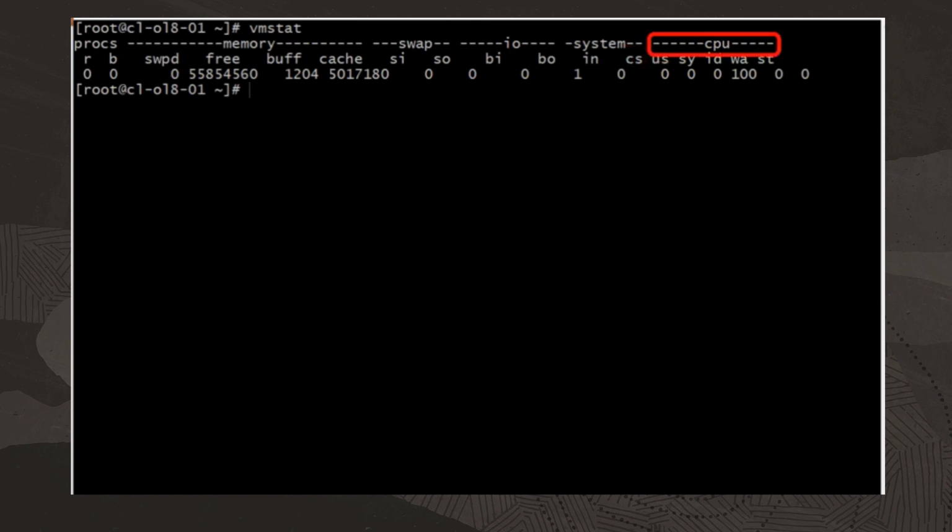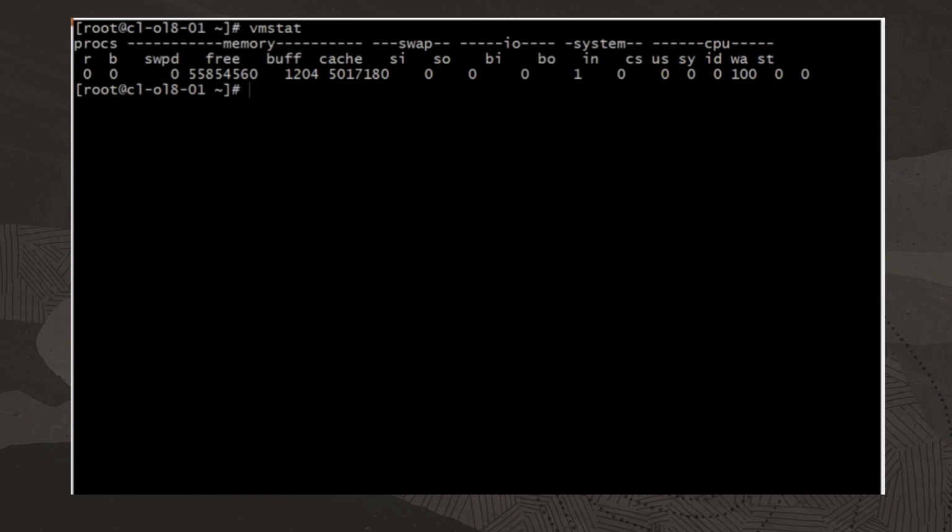The last 5 columns give the percentages of total CPU time. US is the percentage of CPU cycles spent on user processes. SY is the percentage of CPU cycles spent on system kernel processes. ID is the percentage of CPU cycles spent idle. WA is the percentage of CPU cycles spent waiting for I/O. And ST is the percentage of CPU cycles stolen from a virtual machine.